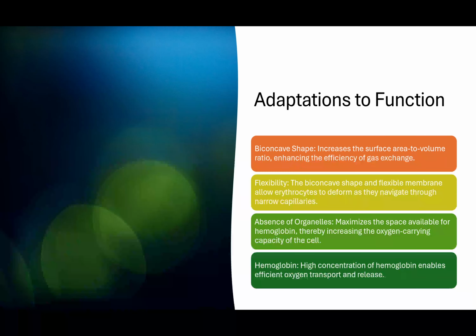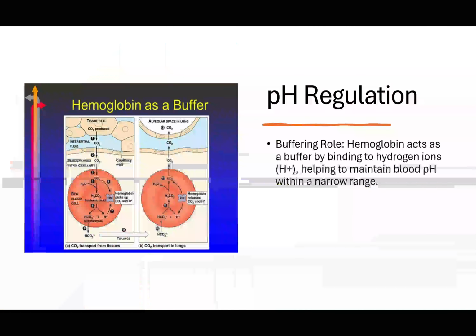We know the adaptation to its function is a biconcave shape. What does that mean? It increases the area to volume ratio. The flexibility also allows it to move and navigate through narrow capillaries. The absence of organelles allows for more space for hemoglobin, as well as a lack of oxygen consumption because it doesn't have a lot of metabolism happening. And the high concentration of hemoglobin enables efficient oxygen transport and release. And that is it for our erythrocytes.